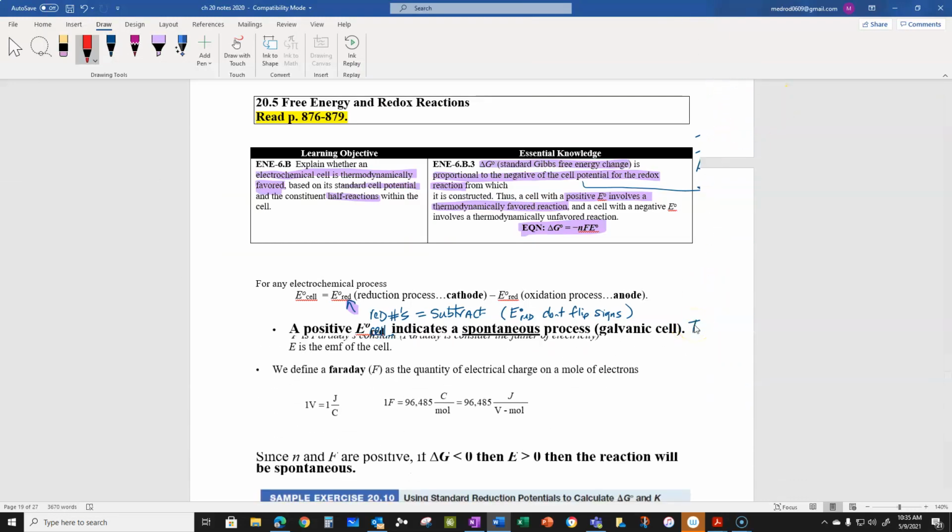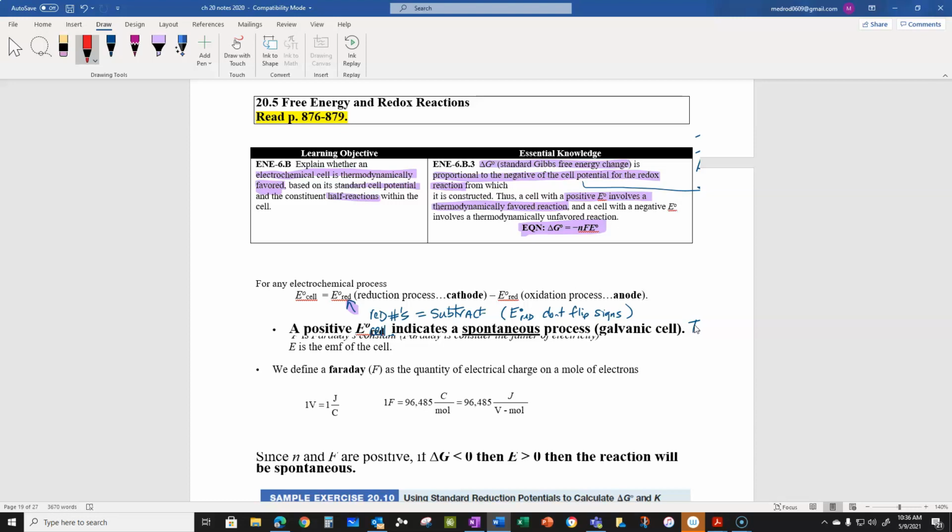How do we use E to confirm that delta G is going to be negative when we want it to be thermodynamically favored? Well, we have this equation that relates EMF, and remember EMF, electromotive force, is the same thing as cell potential. Remember, we call cell potential many different things. So EMF, electromotive force, and delta G.